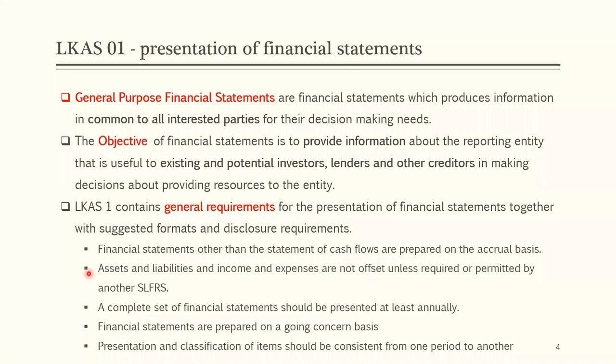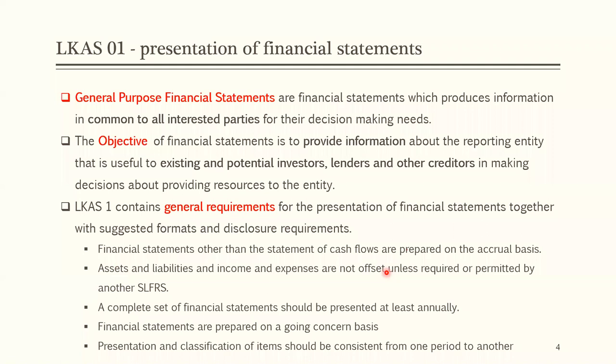Right, and then the second point, what it says: assets and liabilities and income and expenses are not offset unless required or permitted by another SLFRS. Right, assets and liabilities, income and expenses, we cannot offset.